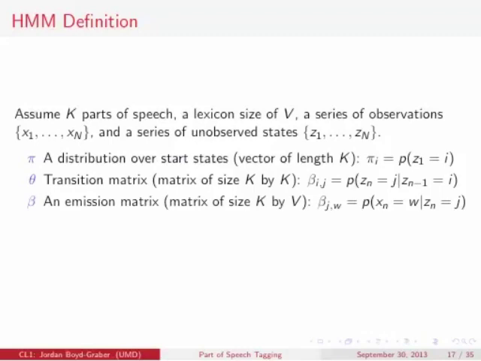And so all of these things together define a joint probability over a sequence of part of speech tags z and observations x. And one of the exercises that we'll be doing in class is to compute the joint probability of a sequence given one hidden Markov model.